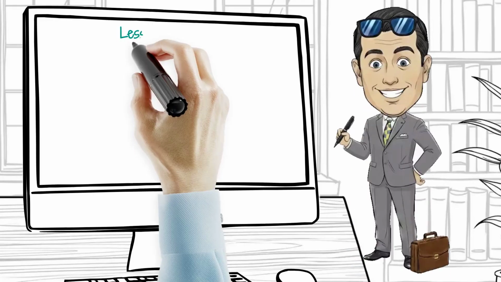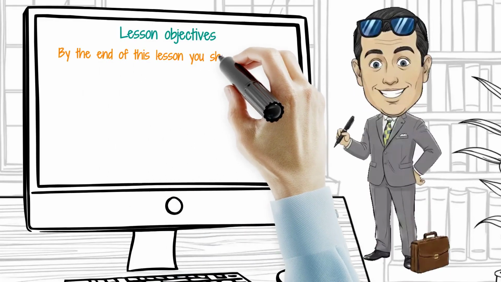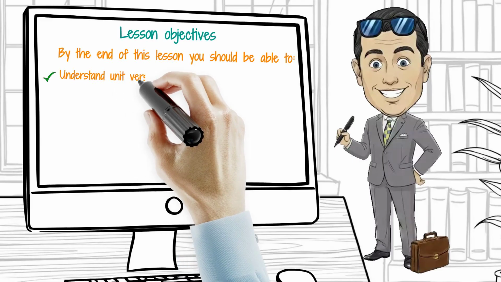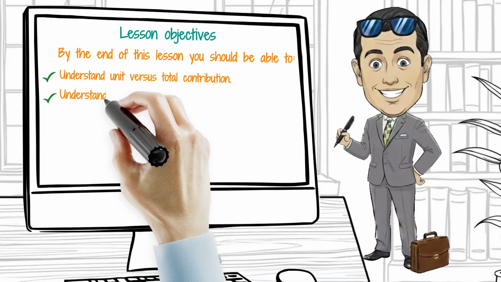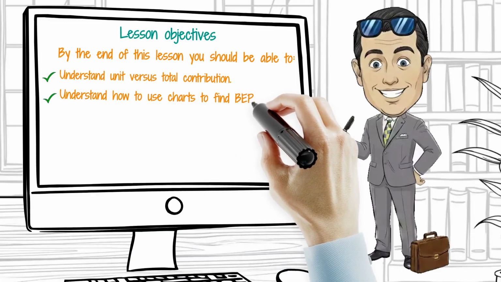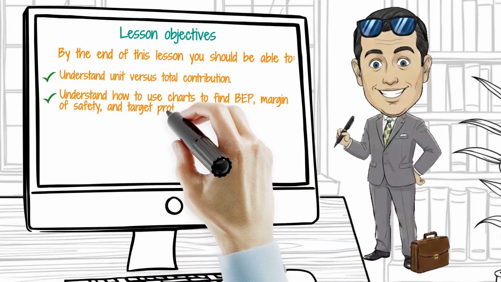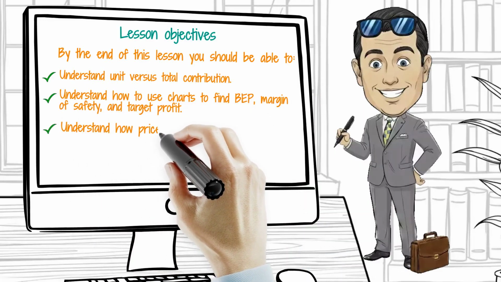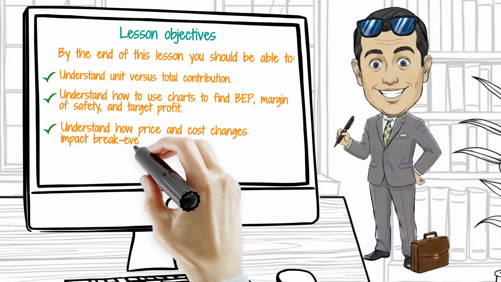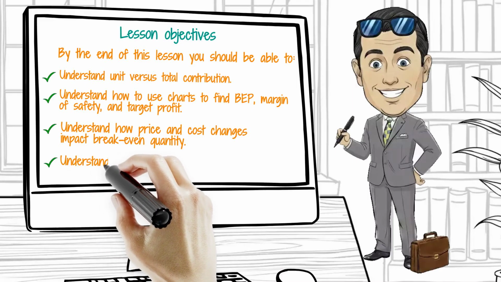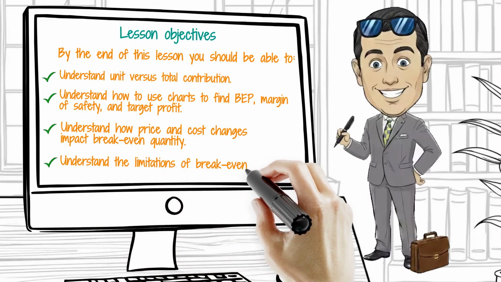Lesson objectives. By the end of this lesson, you should be able to understand unit versus total contribution, understand how to use charts to find BEP, margin of safety, and target profit, understand how price and cost changes impact break-even quantity, and understand the limitations of break-even analysis as a tool.